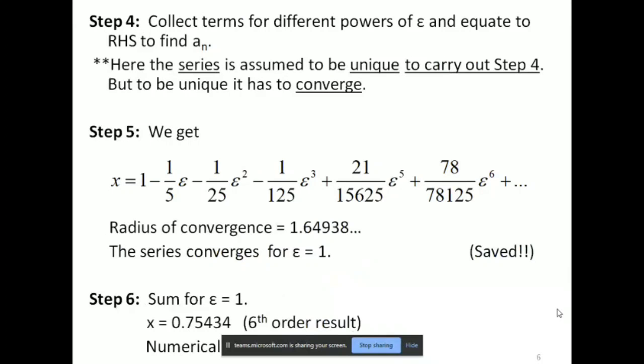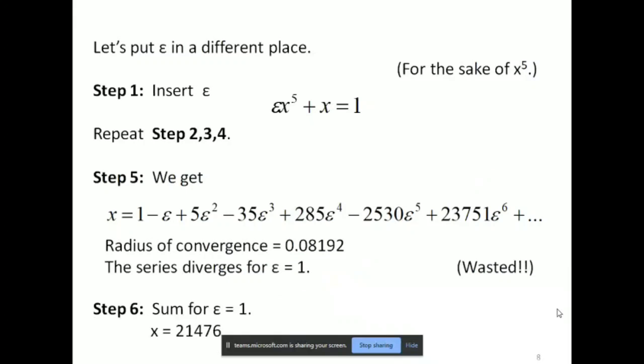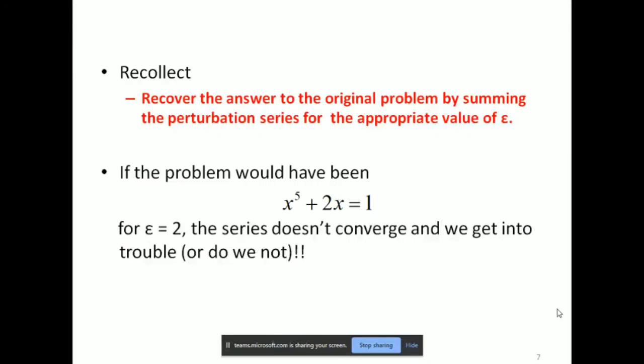Also here in the second case, I mean in the recollection part, when we have x to the power 5 plus 2x is equal to 1, when we put epsilon is equal to 2, we see that the series diverges. But do we actually get into trouble here? We will see that we actually do not.